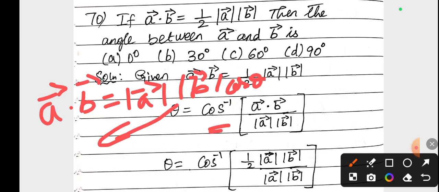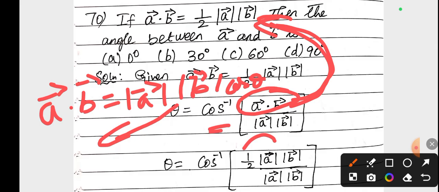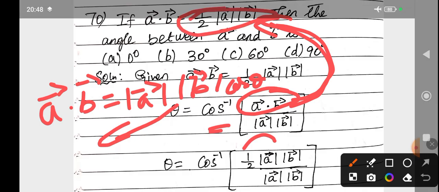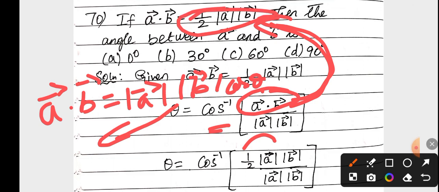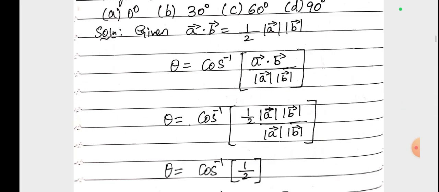So theta equal to cos inverse of A vector dot B vector. Use the given: half of magnitude of A vector, magnitude of B vector. Did you understand? In the formula, replace A vector dot B vector with the given, half of magnitude of A vector, magnitude of B vector. Cancel, children. Then you are getting theta equal to cos inverse of 1 by 2.